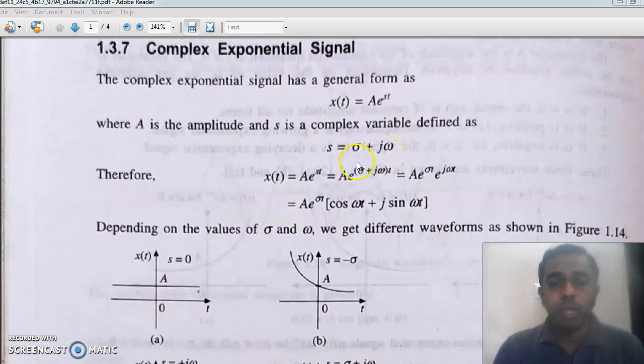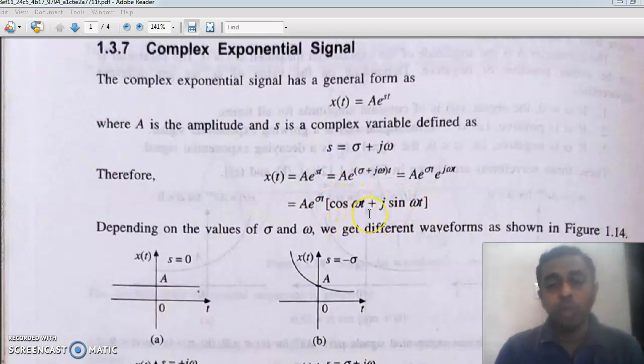If we substitute this value for s, it becomes e raised to sigma plus j omega, whole multiplied by t, and I am opening it as a into e raised to sigma t times e raised to j omega t. We know that e raised to j theta is cos theta plus j sin theta. Here instead of theta we have omega t. Substituting that, we get a into e raised to sigma t, the common factor, multiplied by cos omega t plus j sin omega t. This whole thing will give sinusoidal oscillations.